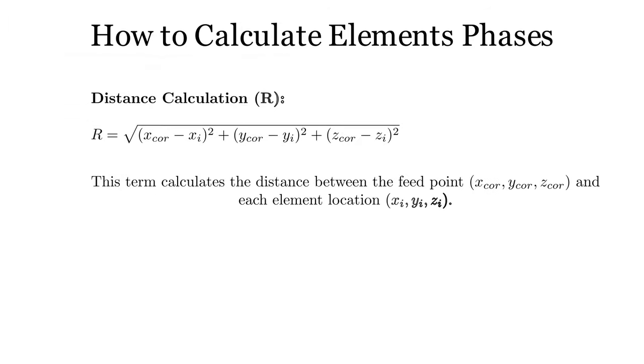Distance R calculation. This part calculates the distance between the feed point, XCOR, YCOR, ZCOR, and each element location, XI, YI, ZI. This distance plays a crucial role in phase adjustments because the phase shift introduced by an element depends on the distance from the feed point due to the propagation of the wave.